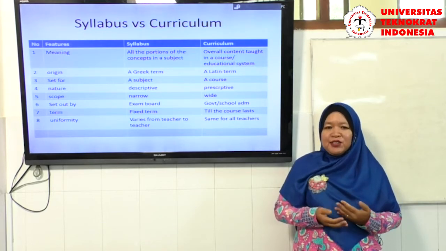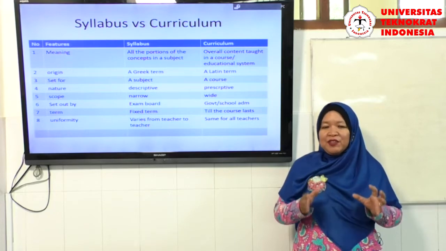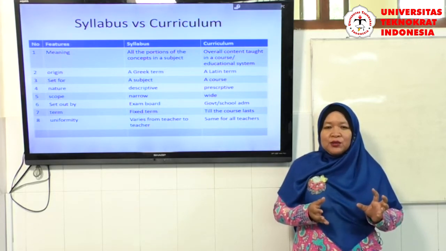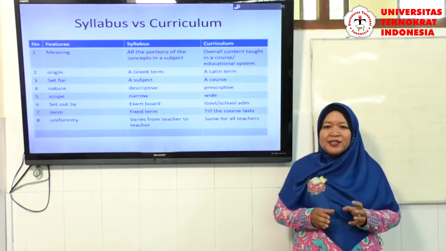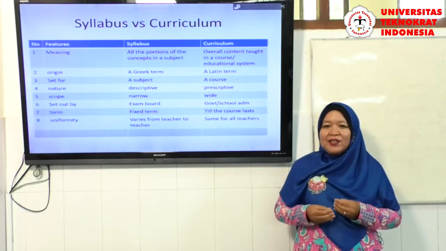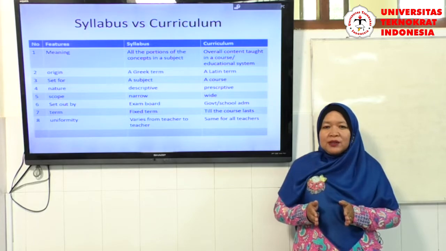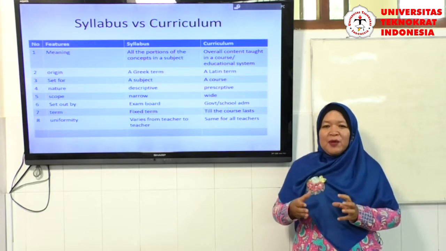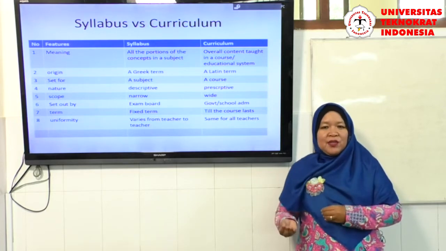And then what about the nature, the characteristic? Syllabus has a descriptive characteristic, so it only describes what material should be learned by the students, while the curriculum is prescriptive or regulative. It has all the rules given by the government, all the rules given by the institution, everything about the rules starting from the first semester up to the graduation.